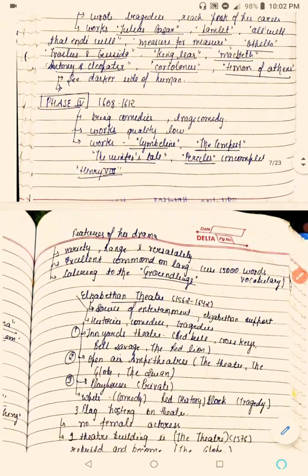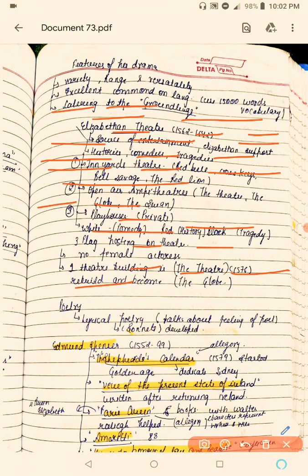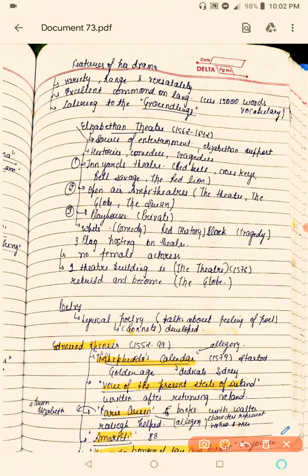Then, some important features of his drama. What were some important features of his drama? Variety, range and versatility. That means the themes of his plays and dramas were of various ranges, and quite different. Excellent command of language. He used a 15,000-word vocabulary in his work. Catering to the groundlings. Groundlings means that in a theatre, some places are for rich people and some places are for poor people, and those for the poor are called groundlings. So he also preferred the groundlings in the theatre.